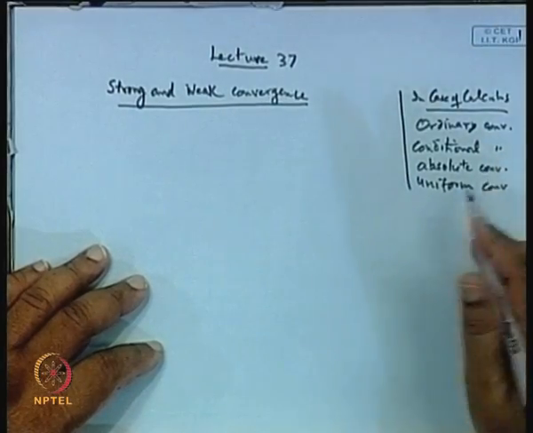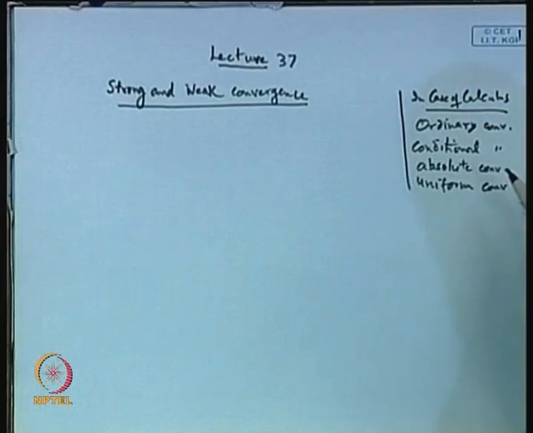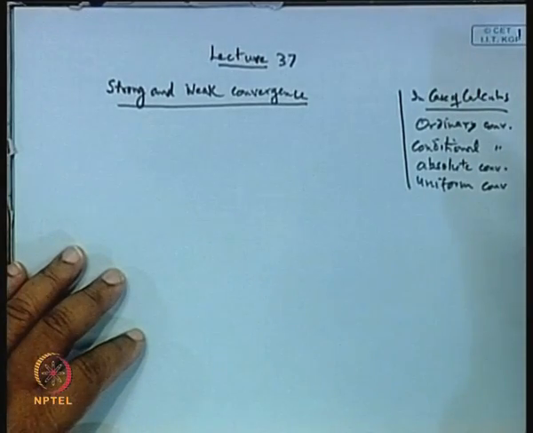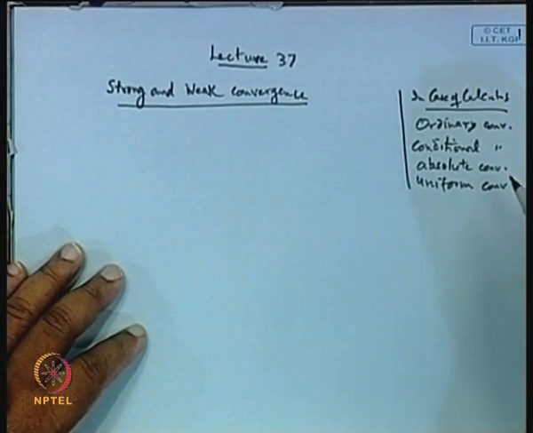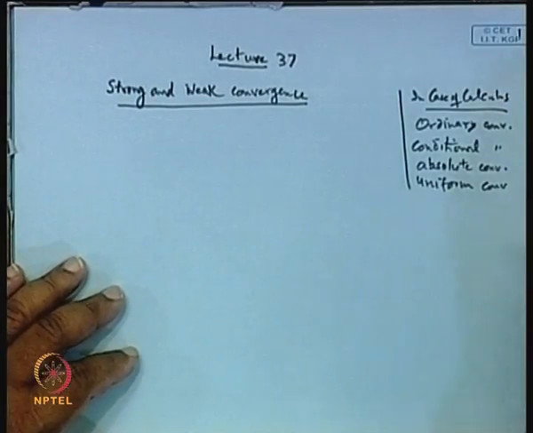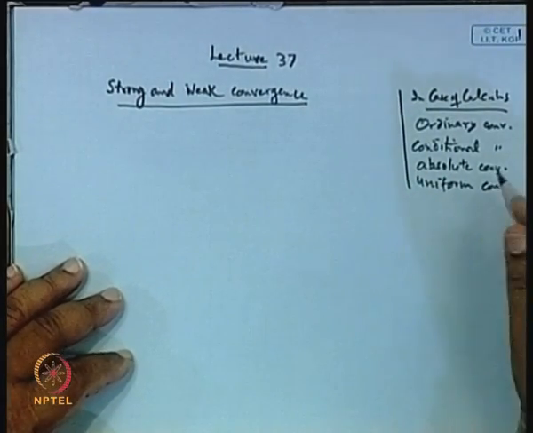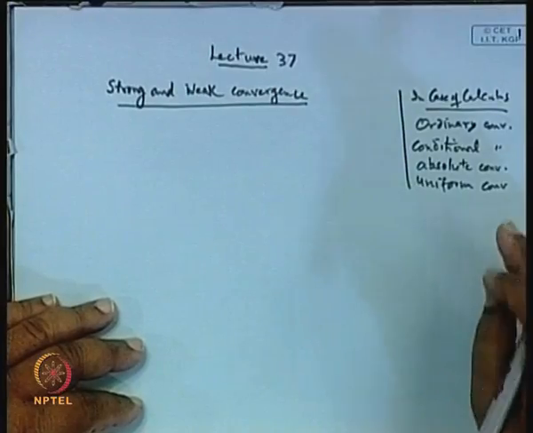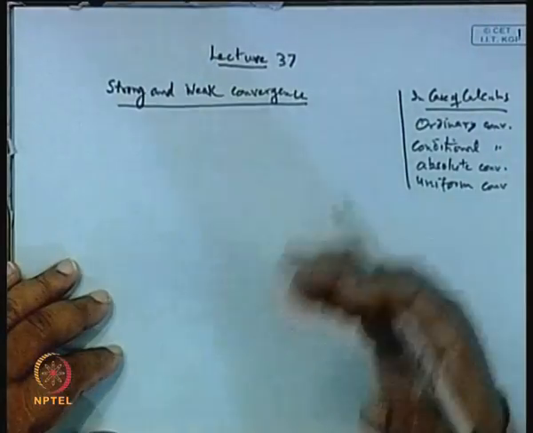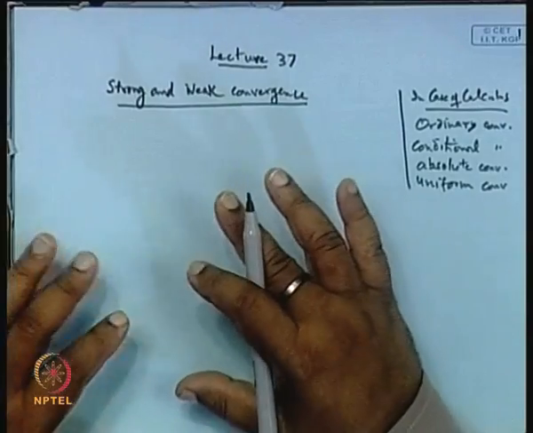Ordinary convergence simply means x n converges to x means mod of x n minus x goes to 0. Conditional: a series is ordinary convergent. Conditionally convergent is when the series is convergent, but its absolute term is not convergent, and absolutely convergent when each term is replaced by the absolute value and the series is convergent, and uniform convergence when the sequence of the functions are defined over a certain domain. Then we say that the sequence of the functions converges uniformly.